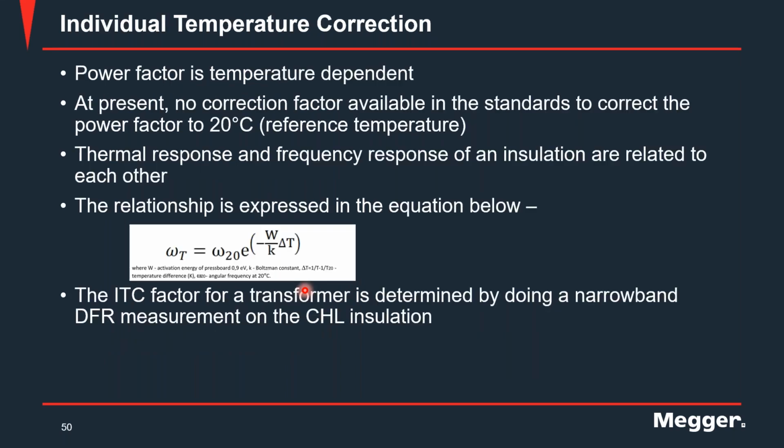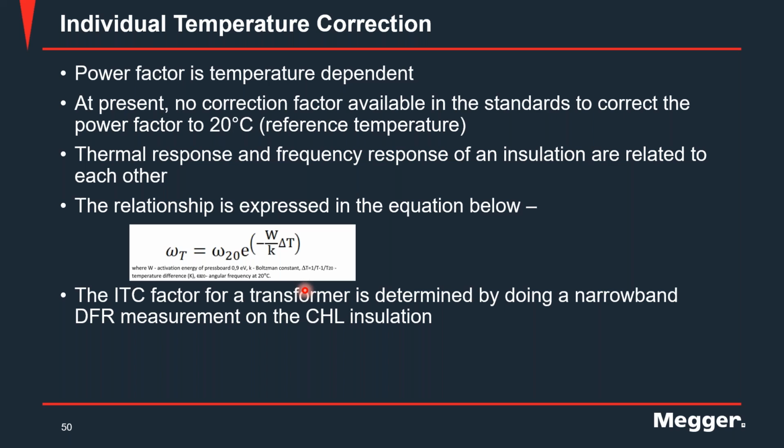Let's talk about individual temperature correction now. This is one of the most important features, or perhaps the most important feature, which differentiates our power factor test set from the other test sets that are around. Power factor, as I mentioned, is temperature dependent. At different temperatures, you would get different power factors. And if you want to trend power factor values over time, then it's important that you normalize the power factor value to 20 Celsius.